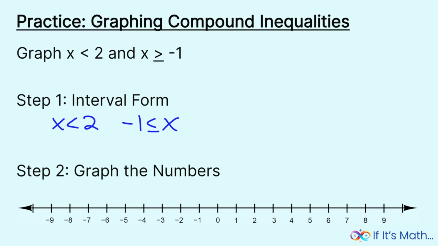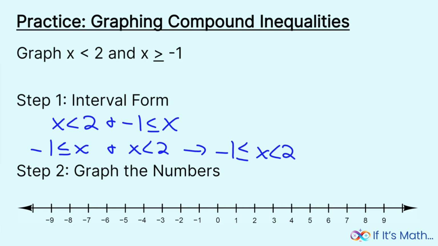So then you line those up where the x's are with each other. So you have negative 1 is less than or equal to x, and x is less than 2. So then we can collapse them, if you remember that collapsing rule. So we've got negative 1 is less than or equal to x, which is less than 2. So then that interval form is going to give us negative 1 to 2, bracket, parentheses.